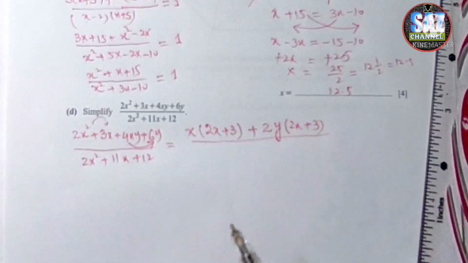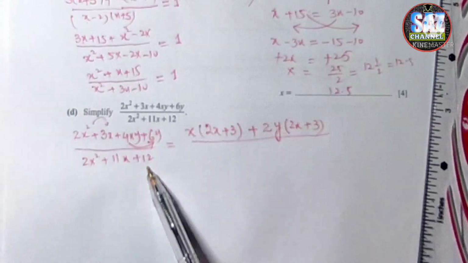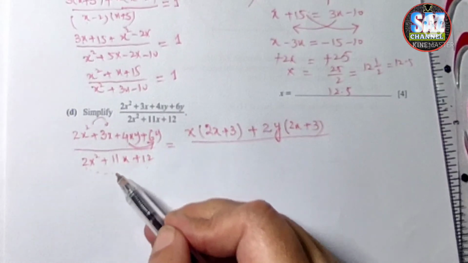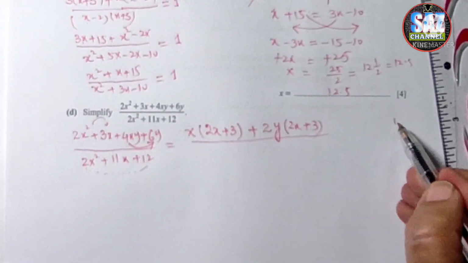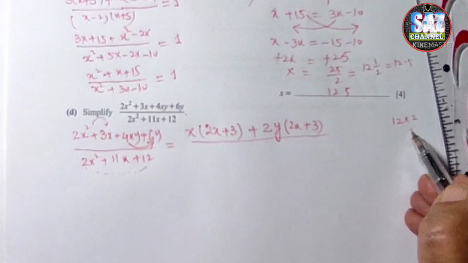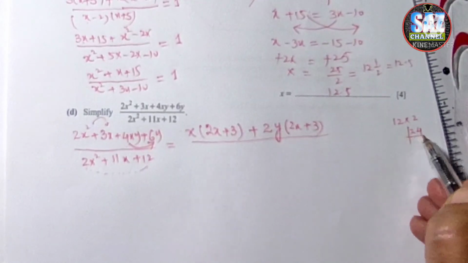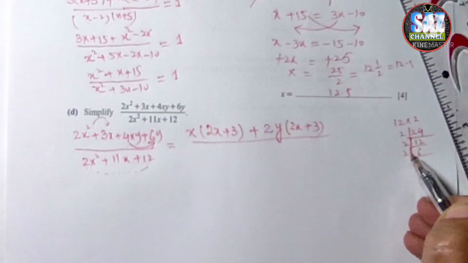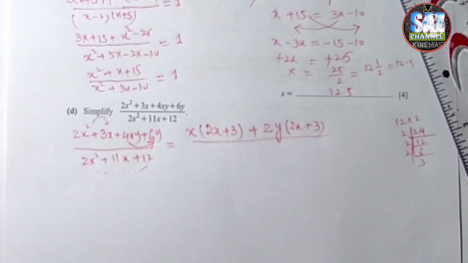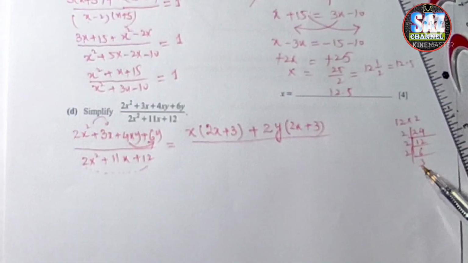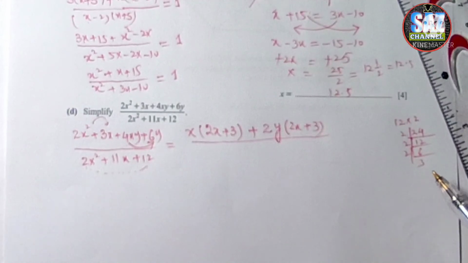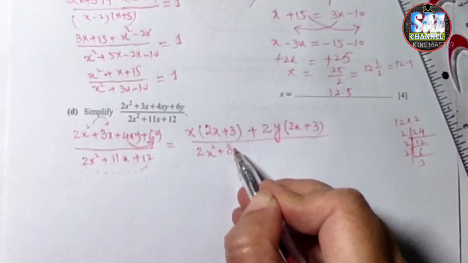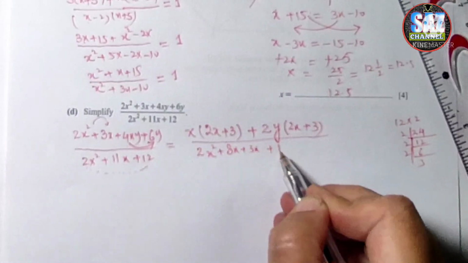Coming to the denominator, 2x square plus 11x plus 12, a quadratic expression. Recall the method of factorization of a quadratic expression. Multiply the constant with the coefficient of the term having power 2. This will give me product 24. Make the prime factors: 2 12s are, 2 6s are, 2 3s are, and it will give me 2 to the 4 to the 8 and 3. 8 plus 3 is 11, and 8 multiplied by 3 is 24, and this will give me 2x square plus 8x plus 3x plus 12.